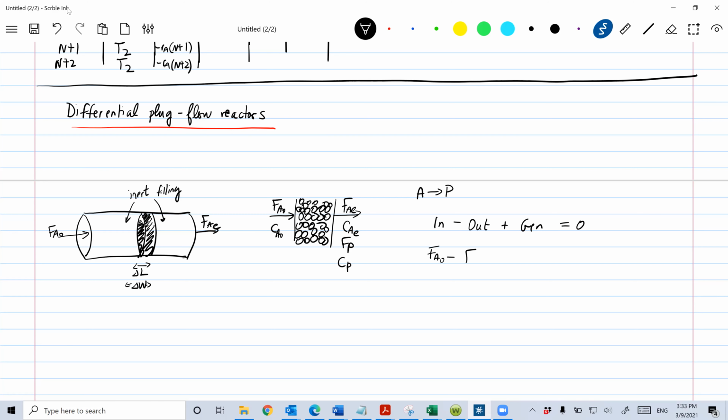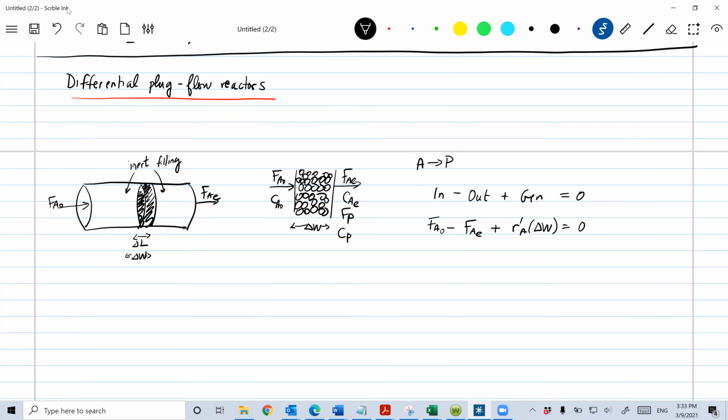So you have FA0 minus FA plus R prime A delta W equals 0. So delta W is essentially your little bit of catalyst that you've put in. Okay, so then you can solve for RA prime. We use RA prime because you're dealing with a rate that is per mass of catalyst. That's just a convention. So you'd have this system here.